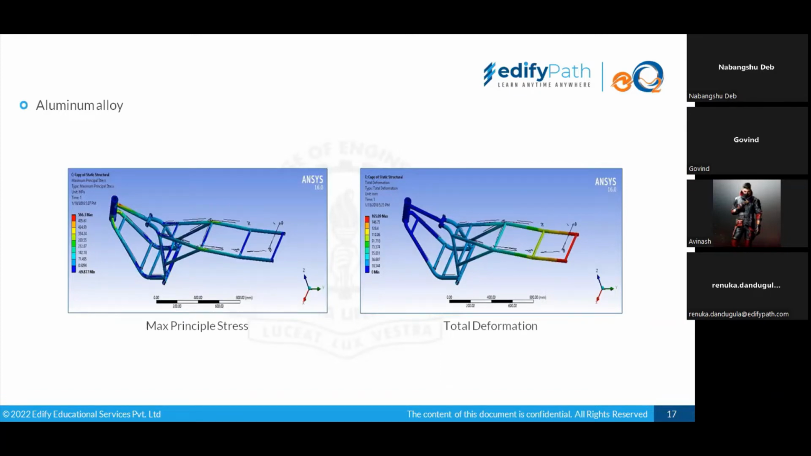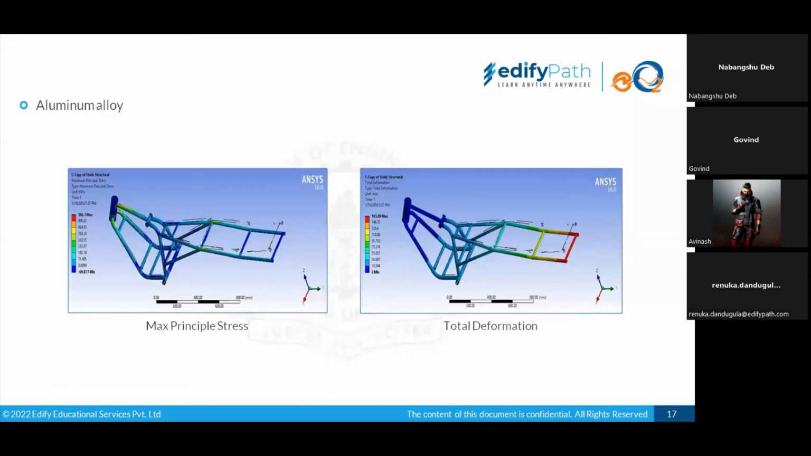So instead of using a single material, I can have a combination of materials, so that it not only gives me strength, it saves my cost also, and I can make my chassis lighter also. So these are the principles. We are doing these simulations just to analyze and find answers to our questions.